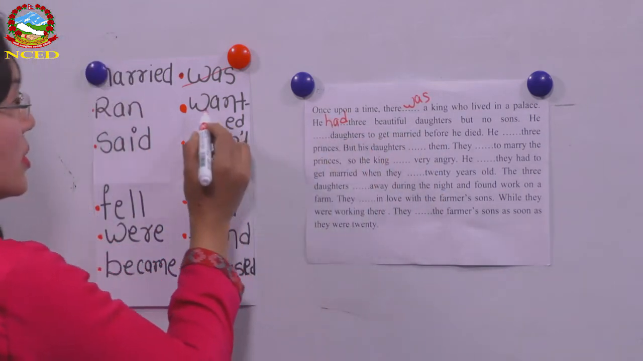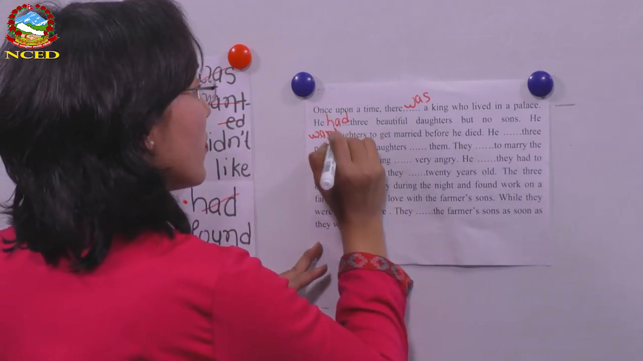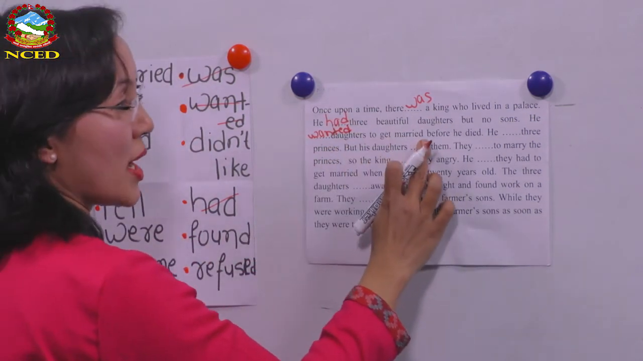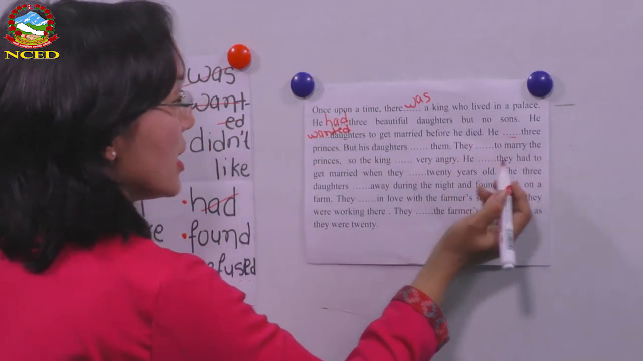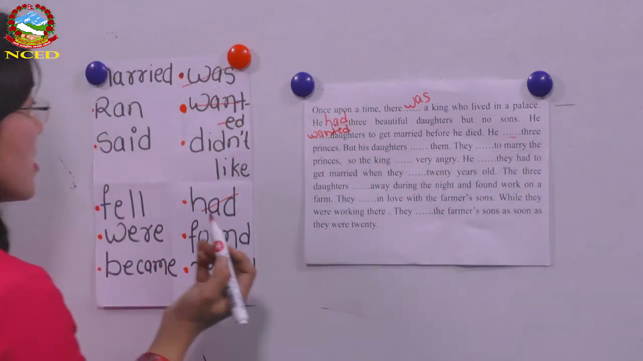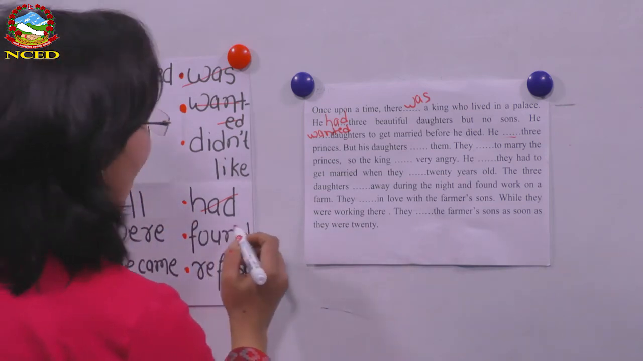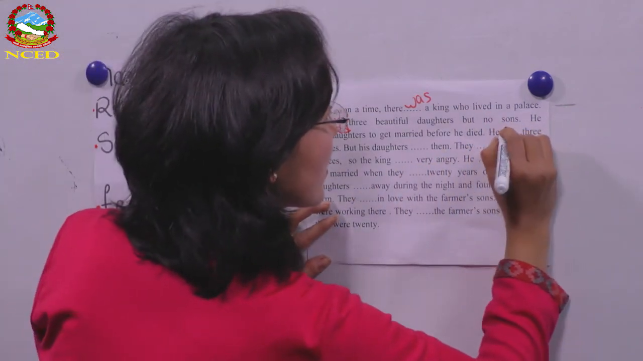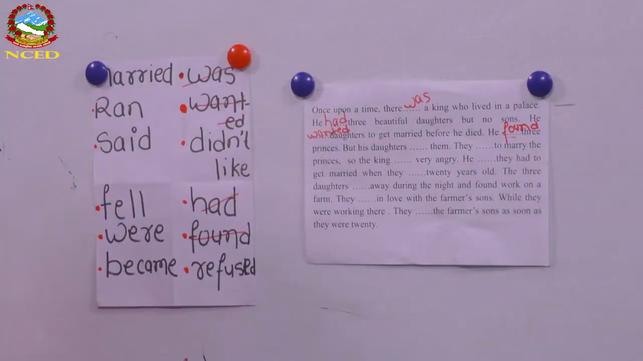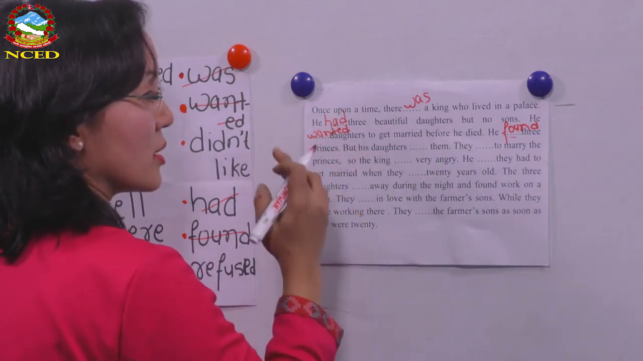He wanted, okay, he wanted daughters to get married before he died. So which word do you think? Three princes. He married, no, it doesn't match. He found, okay, he found three princes, but that adverse situation he faced.